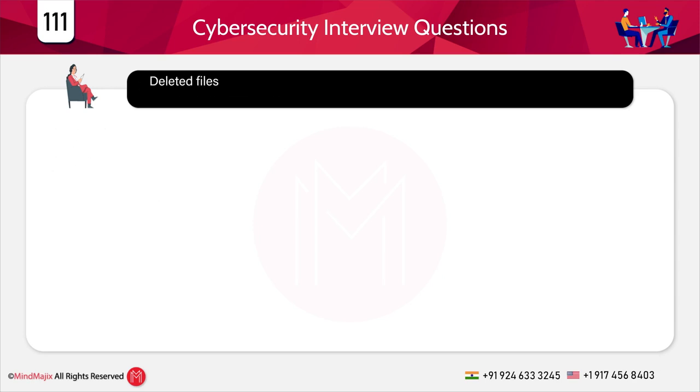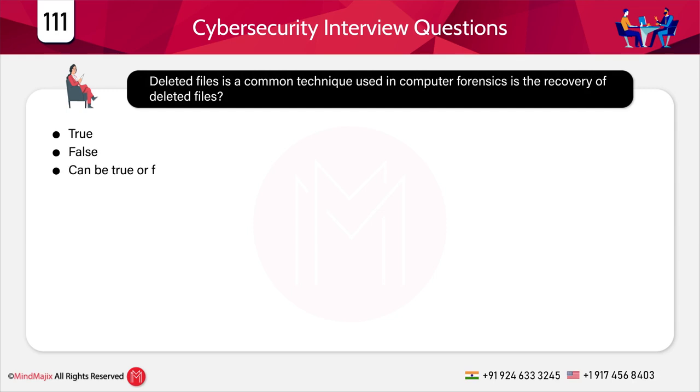Next, a common technique used in computer forensics is the recovery of deleted files. True, false, can be true, false, cannot say. So the correct answer is true, because in this we try to find all the deleted files in the particular drive. These files are not completely deleted when you delete them. They just remain unindexed in the same hard disk or the space of your hard disk. They can be recovered in tons of ways. But there is one thing that you need to be worried of: the wiping. If the complete wiping of the data has been performed, you cannot get back the data again.